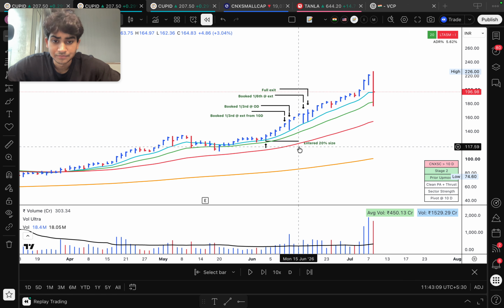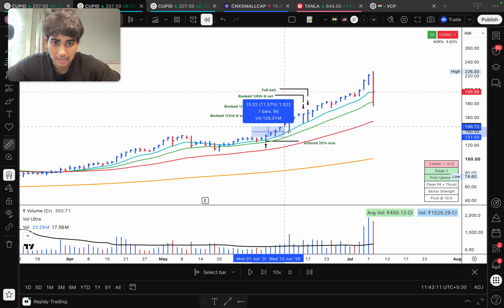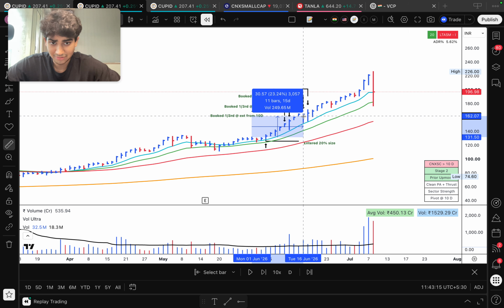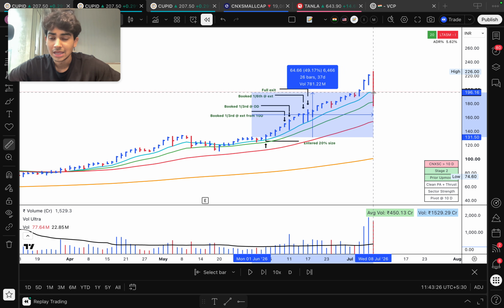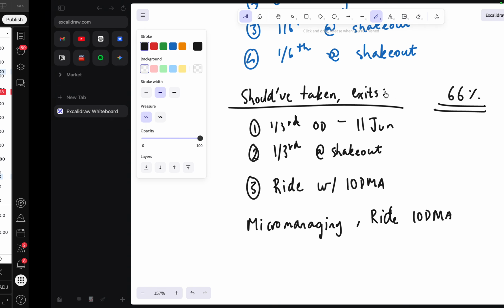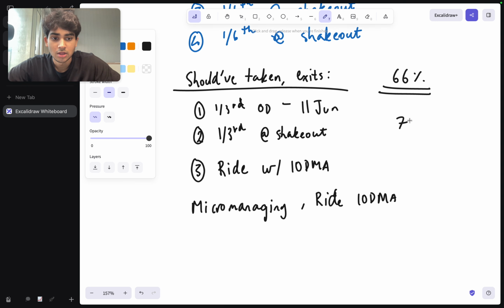So simply, let's say I sell my first 1/3 at this point at 11%. I sell my second 1/3 at this point at around 22%. So I've taken home around 15% gains. Now, with my last point, if I'm just riding the 10-day moving average and exiting here, I exit my last point at 50% gains. So on a 20% size, that's a 7% position at 50% gains.